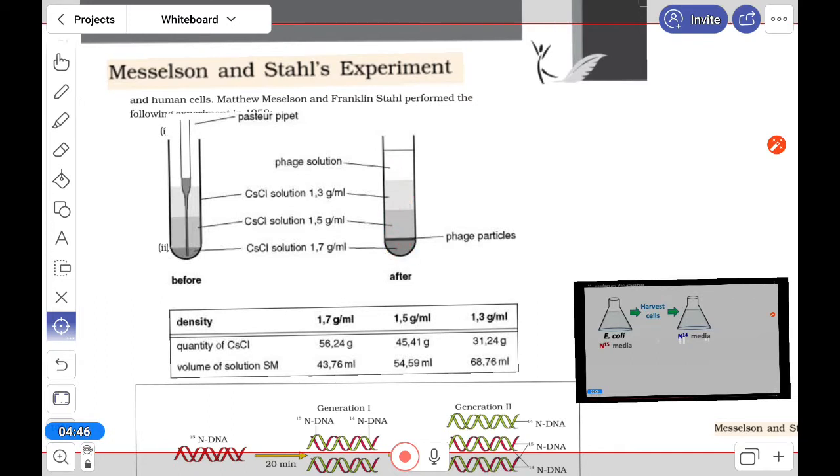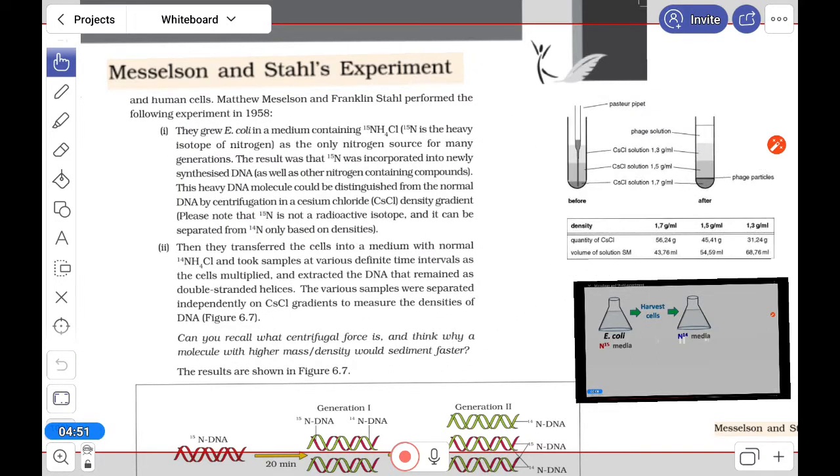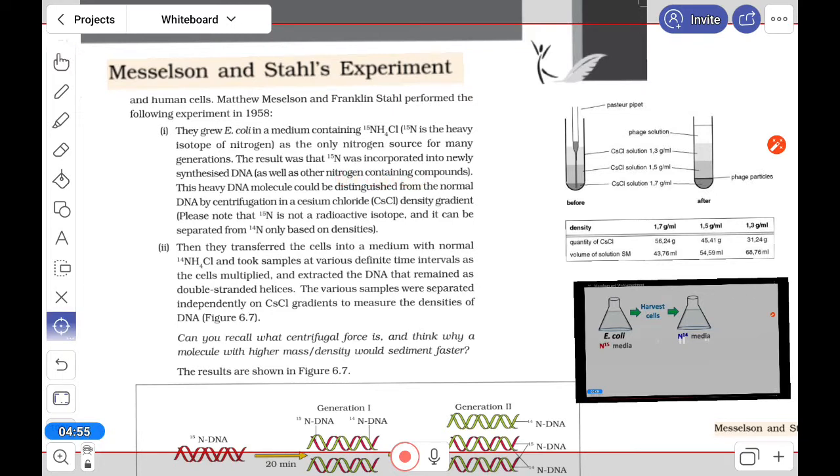Here we are talking about heavy and light nitrogen, and they form separate layers. When we use heavy nitrogen, it is found in the bottom layer. Note that this isotope of nitrogen is not being treated as radioactive here. It is separated only based on density.